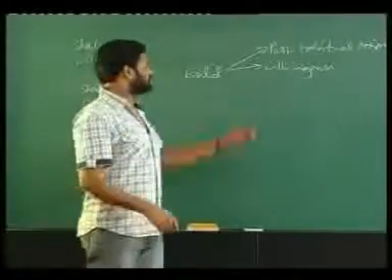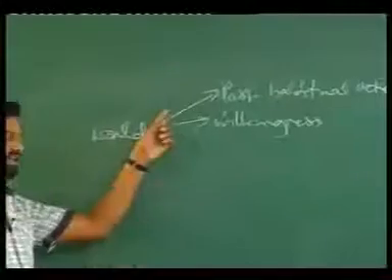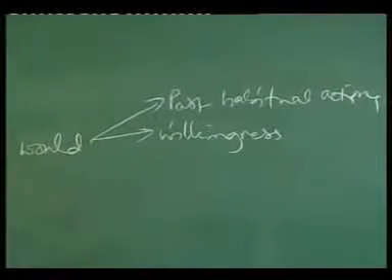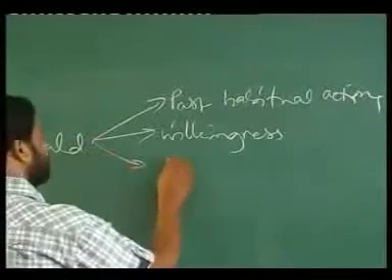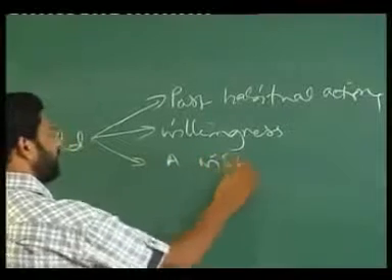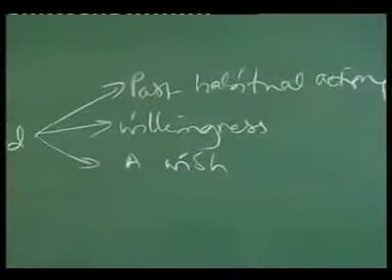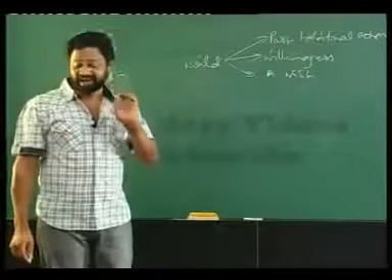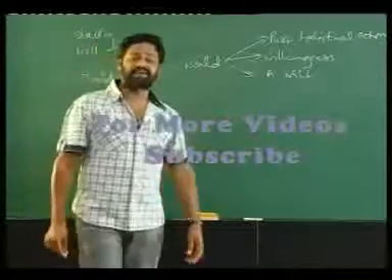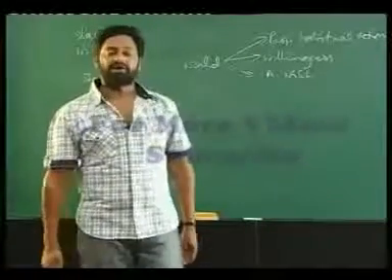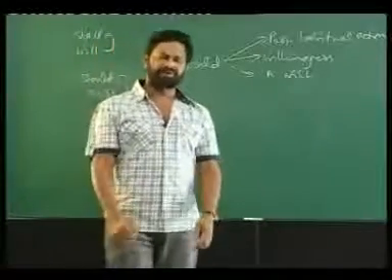Would is used like this to express past habitual actions. Second one, it is used to express a willingness. It is also used when you are expressing a wish. You know wish means desire. For example, we learned in the beginning, I want to, I wish to, I would like to. There, would is also used to express your willingness or your wish.